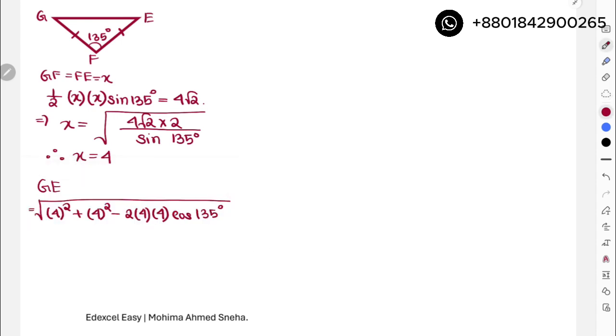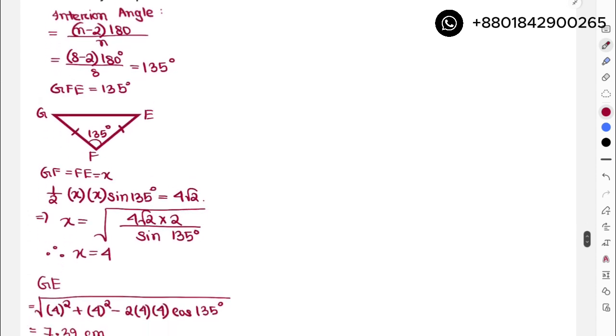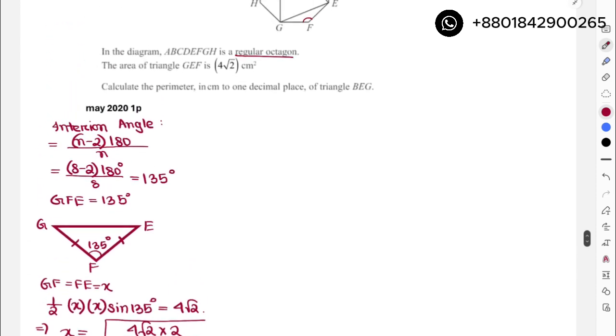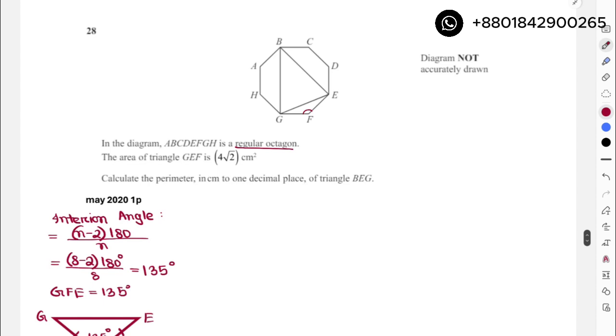Now if I calculate all this, 4 squared plus 4 squared minus 2 times 4 times 4 times cos 135, that gives you 7.39. So this value for GE is 7.39 centimeters. This is the final length of GE that you get.